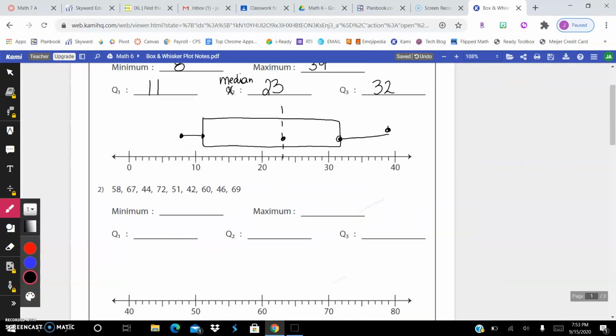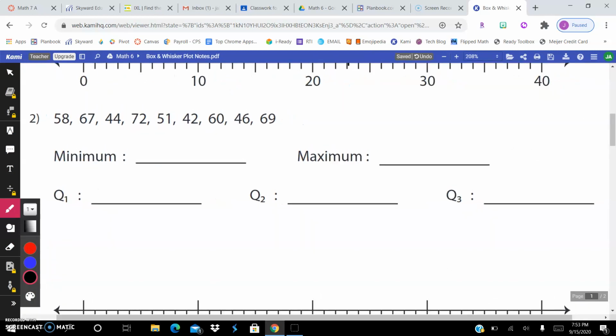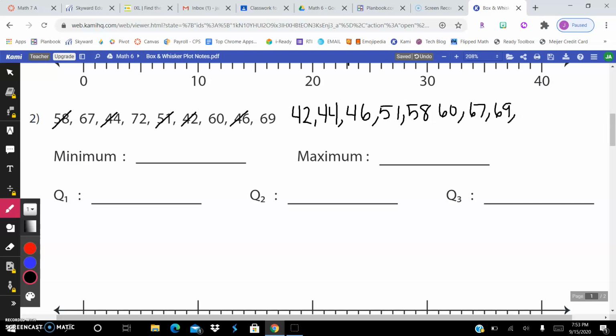I'm going to do one more example here for you to watch. We need to put the numbers in order first. So we have 42, 44, 46, 51, 58, 60, 67, 69, and 72. So our minimum is 42.